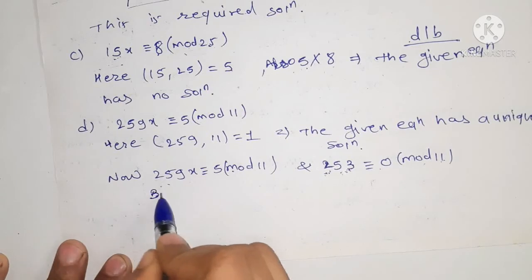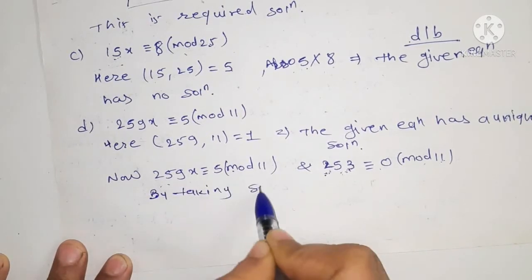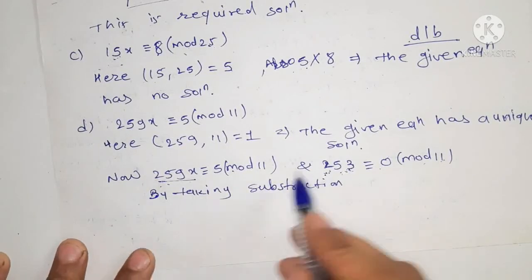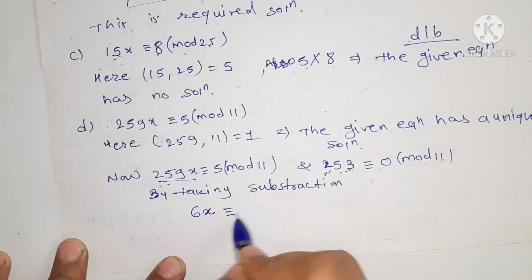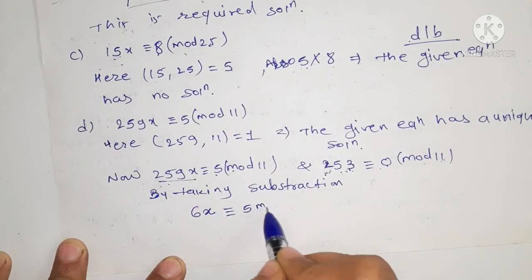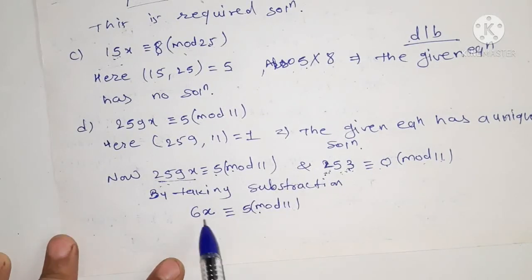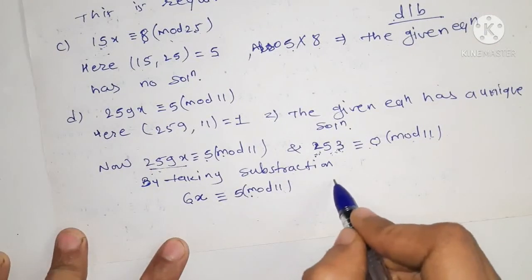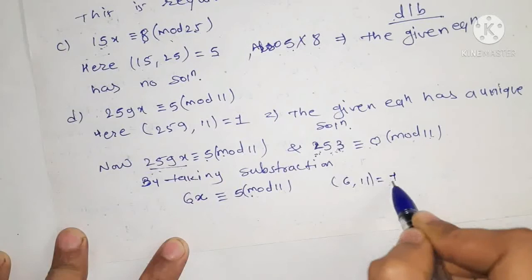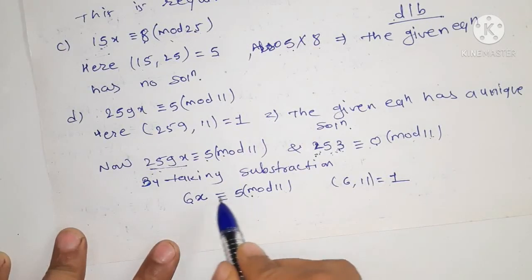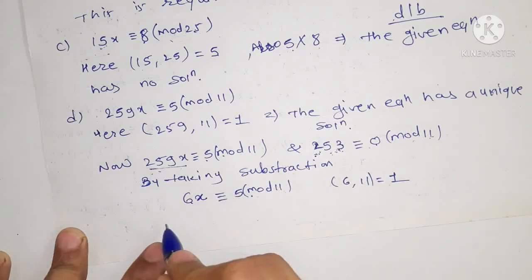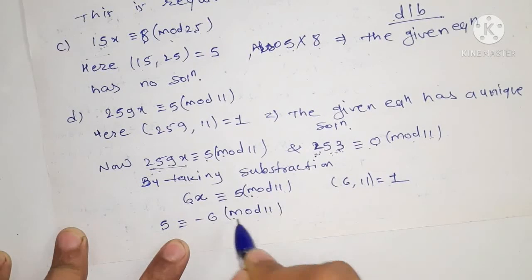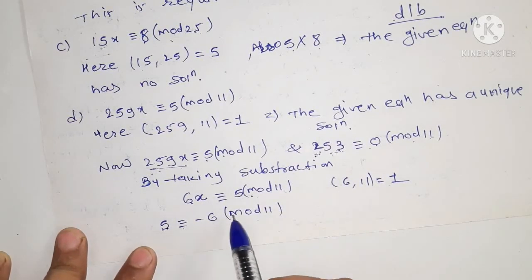By taking subtraction, we get that 259 minus 253 is 6x, which is congruent to 5 minus 0, that is 5, modulo 11. So 6x is congruent to 5 mod 11, and the GCD of 6 and 11 is equal to 1. Therefore, we know that 5 is congruent to minus 6 modulo 11. We can write 5 congruent to minus 6 modulo 11.